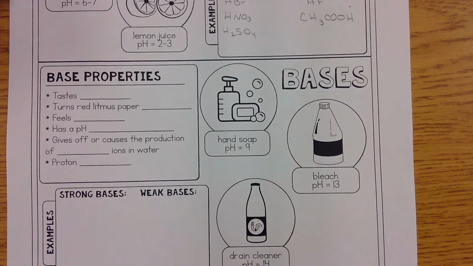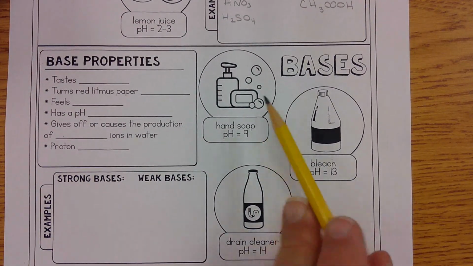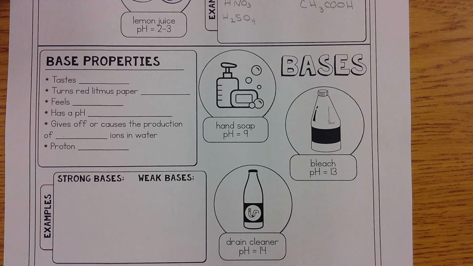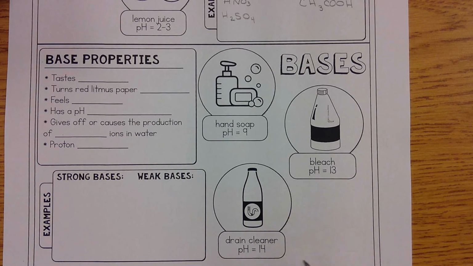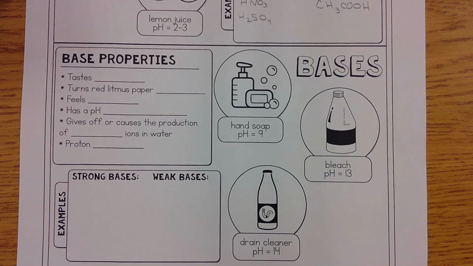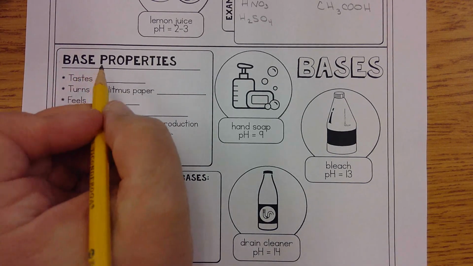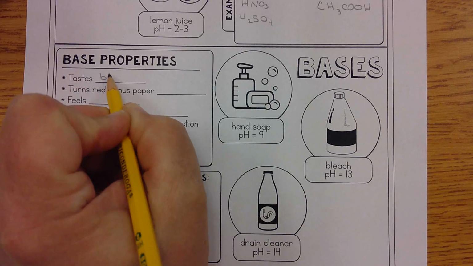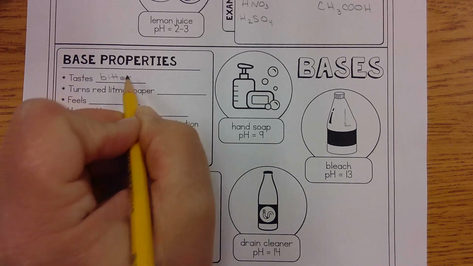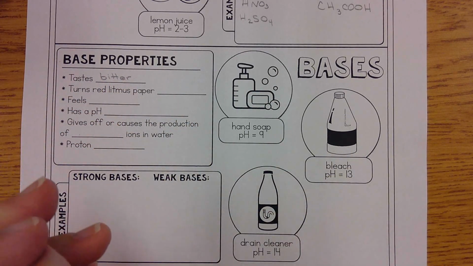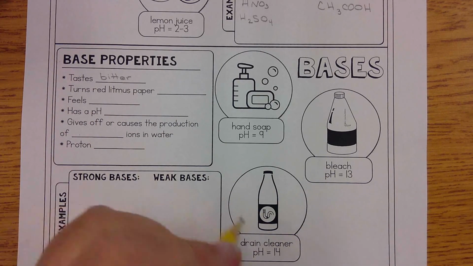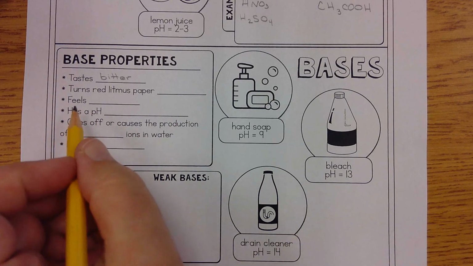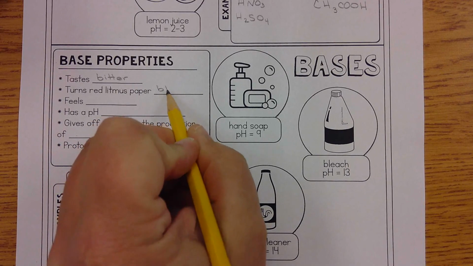Bases, a little bit the opposite. A lot of cleaners are bases. Soaps, bleach, drain cleaner. Very, very high pH. Some of these things makes them quite dangerous. They usually taste bitter, although I would not recommend tasting soap or anything like that, especially bleach or drain cleaner. Super, super dangerous. They turn red litmus paper blue.